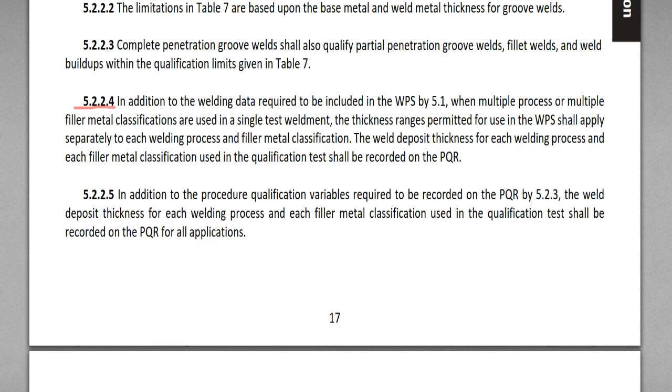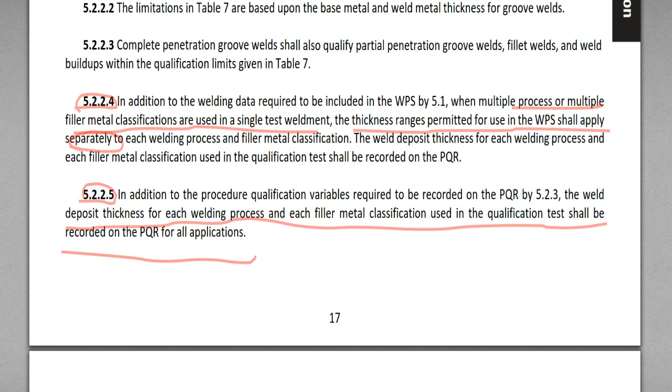Okay, this 5.2.2.4, 5.2.2.5, that says separately. Multiple process or multiple filler metal classification used in a single test weldment: thickness range permitted for use in the WPS shall apply separately. And the weld deposit thickness for each welding process and each filler metal classification used in the qualification test shall be recorded in the PQR for all applications.